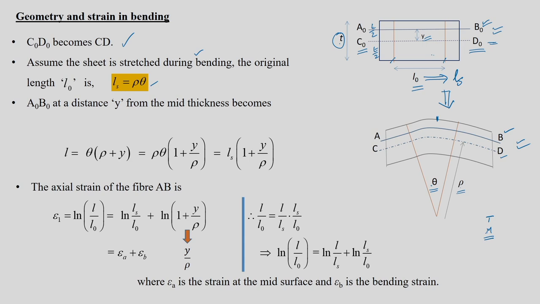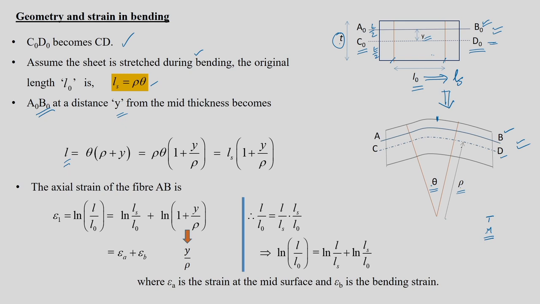Now, let us pick up a line or a fiber which is y distance away from C naught, D naught, that is A naught, B naught. Let us consider A naught, B naught at a distance y from the mid thickness, and what will happen to L for that? I am going to call it L, which is nothing but I am going to add, this is rho.